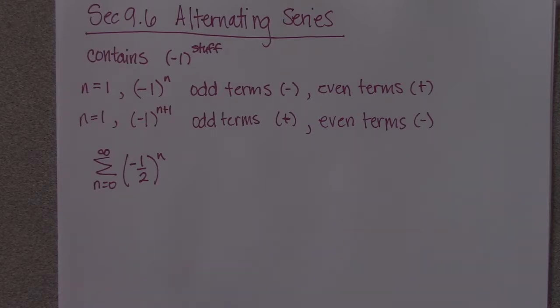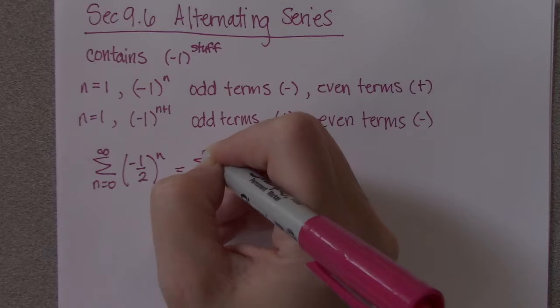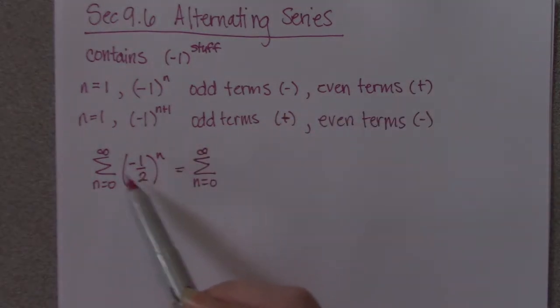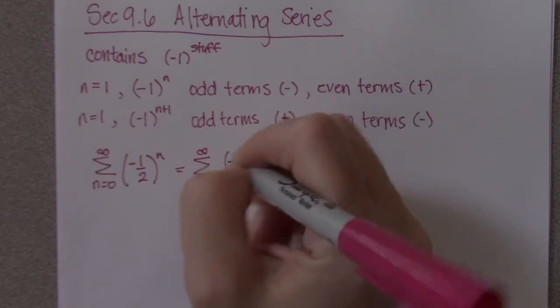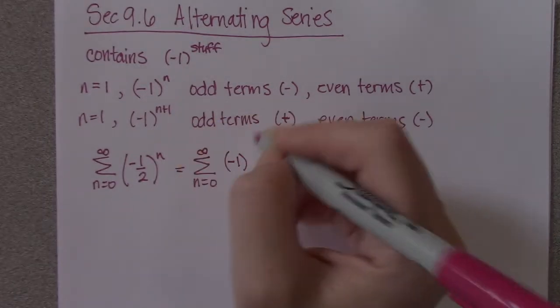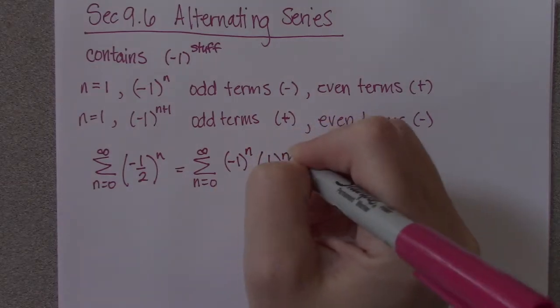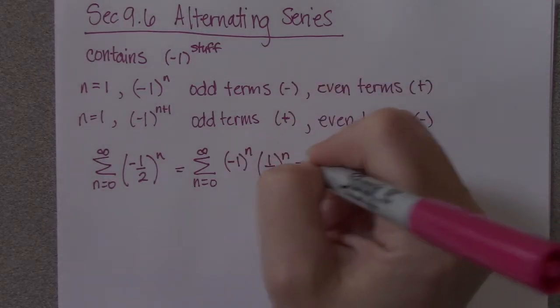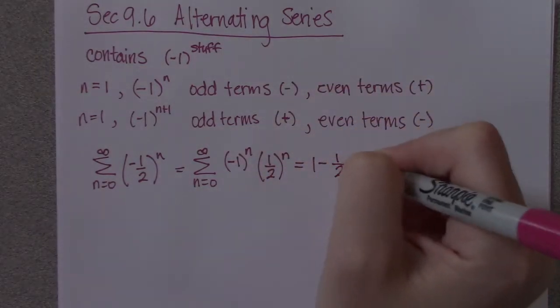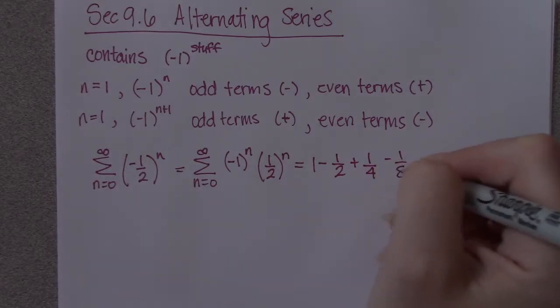But we could rewrite this and put it in the form of an alternating series. So if we wanted to rewrite this to make it look more like a traditional alternating series, we would need to have the -1 out front. So I can simply say, well, this is (-1) to the n over 2 to the n. So (-1) to the n times (1/2) to the n. Those are equivalent series. And we know the terms are going to look like this.